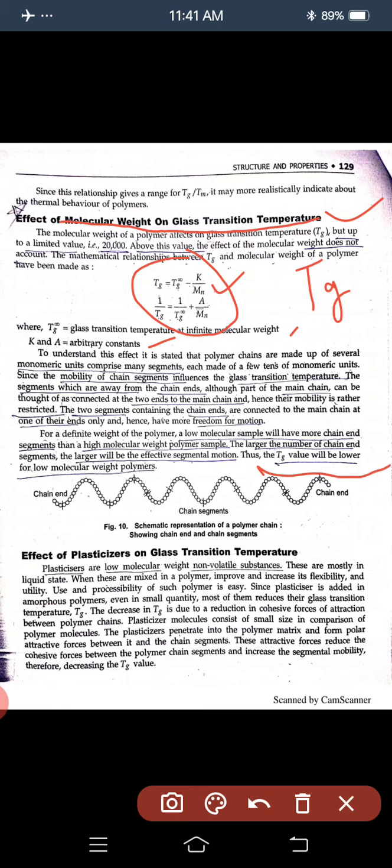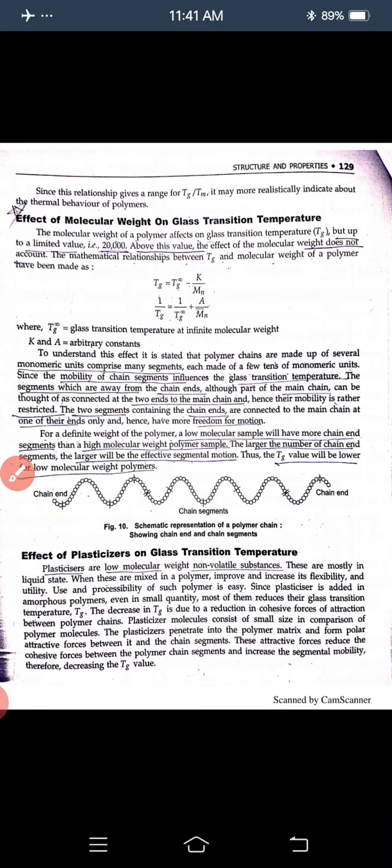Tg value is very low for low molecular weight polymer. Here is the chain end, here is the chain segment, here is the chain end. This is the initial, this is the chain end, this is also a chain end. This is the schematic representation of the polymer chain showing chain end and chain segment.